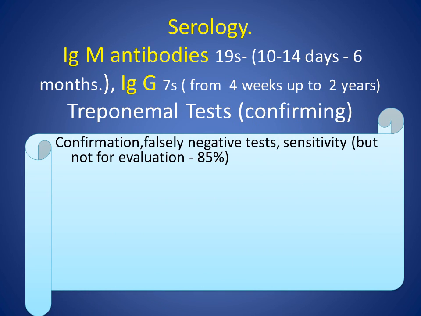Serology. Immunoglobulin M antibodies vary from 10 to 14 days to 6 months. Immunoglobulin G from 4 weeks up to 2 years. Treponemal test: confirmation, falsely negative test, sensitivity, but not for evaluation, 85%.